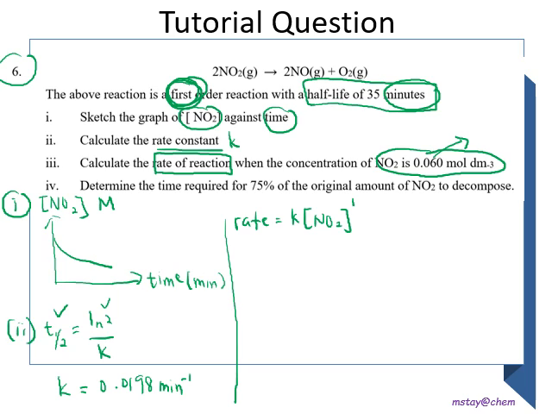Again, the power in the rate law represents the order of reaction, not the coefficient in the balanced chemical equation. We don't know the value of the rate of reaction, but the k value you already calculated in part 2, which is 0.0198. The concentration of NO2 given now is 0.06 to the power of 1. Press the calculator, and you will get the answer 1.188 × 10^-3 molar per second. You can simplify it to molar per second.